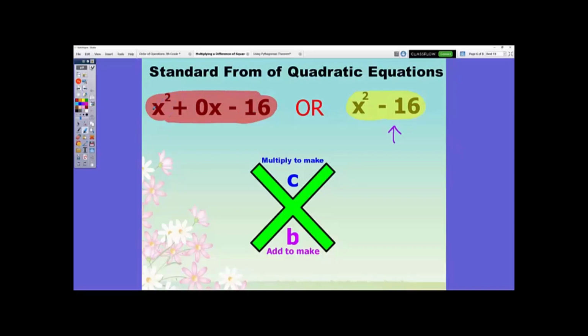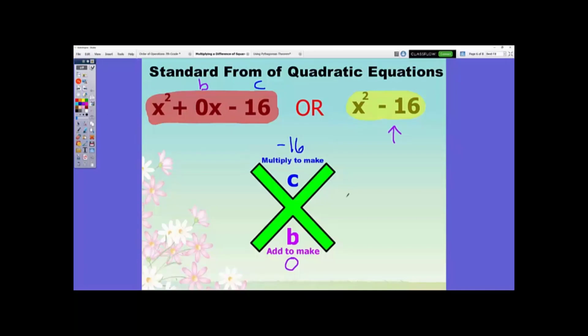Okay, so think about it. If you were going to use an x puzzle to factor this trinomial, like we did a few weeks ago, remember, we need two numbers that multiply to make c and add to make b. So two numbers that multiply to make negative 16. Let me write that down. That multiply to make negative 16 and add together to make 0.